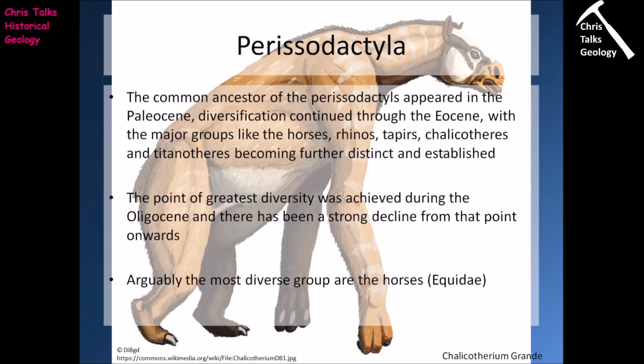So now let's move on to the Perissodactyla. Now, the common ancestor of the Perissodactyla appeared in the Paleocene, and diversification continued through the Eocene. So by the Eocene we have the establishment of the major groups, which includes animals like the horses, the rhinos, the tapirs, the chalicotheres and the titanotheres, and they become further distinct and established as we move from the Eocene into the Oligocene. The point of greatest diversity for the Perissodactyla is achieved during the Oligocene, and from that point on there's been a strong decline in the number of Perissodactyla species.